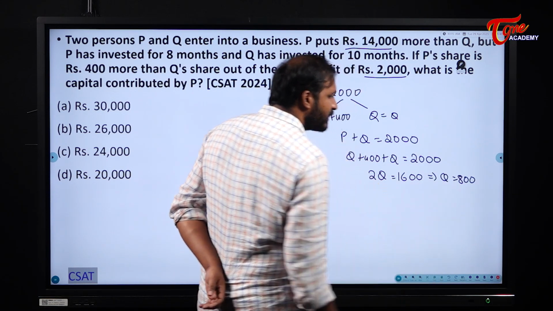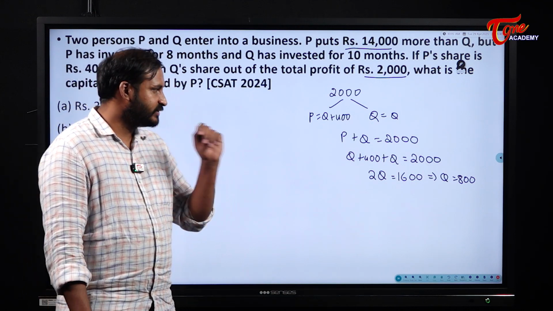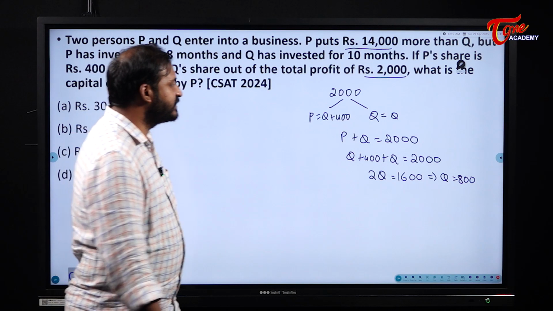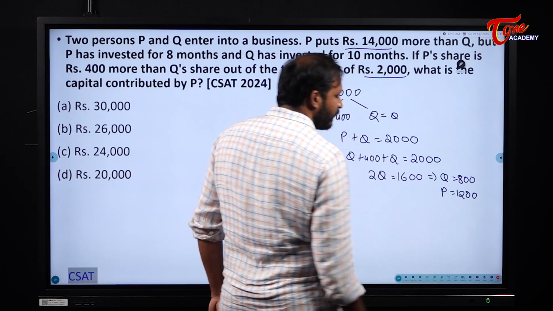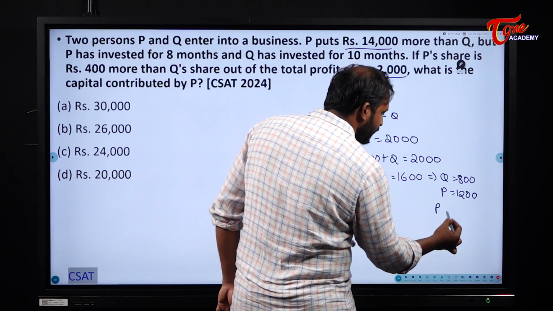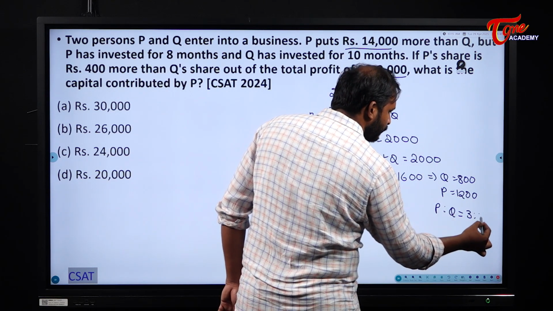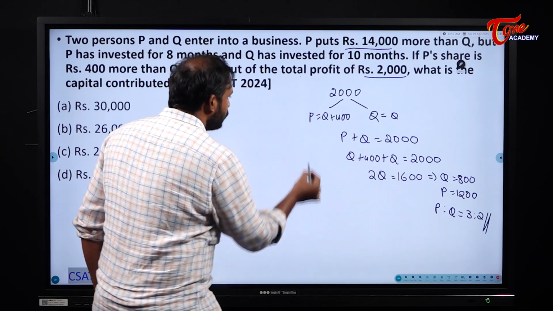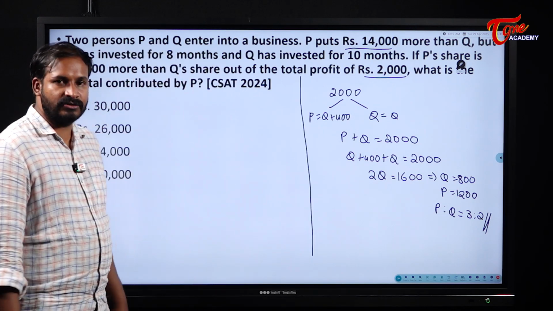That means Q's share will become what for us here? 800. Q's share is 800, and P's share will become what? 1200, sorry. P's share becomes 1200. So now what is the ratio between P and Q? What is the profit ratio? 3:2. Now we came to know that P and Q are dividing the profits in the ratio 3:2.